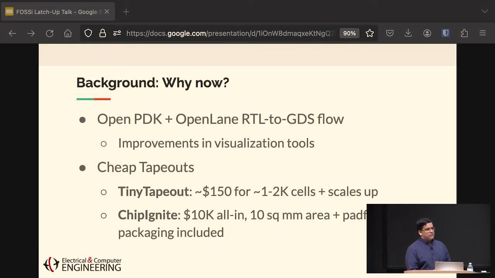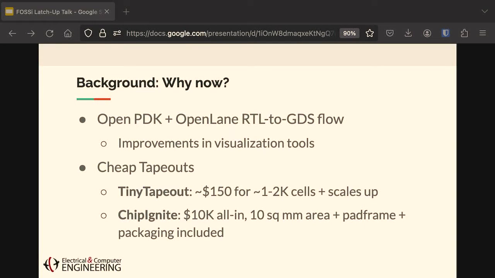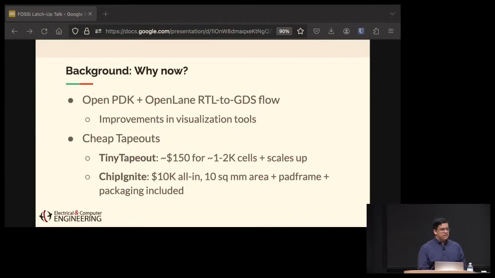And why has this become practical now? Well, partially because a lot of these tools have become so readily accessible. The release of the open PDKs and the MPW tapeouts means that the OpenLane flow and similar flows have become fully RTL to GDS viable, and that they can actually be used to produce silicon.